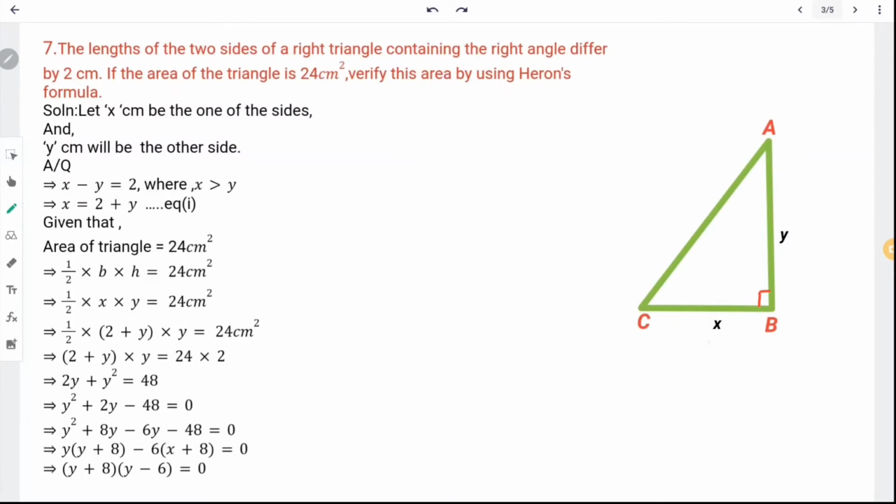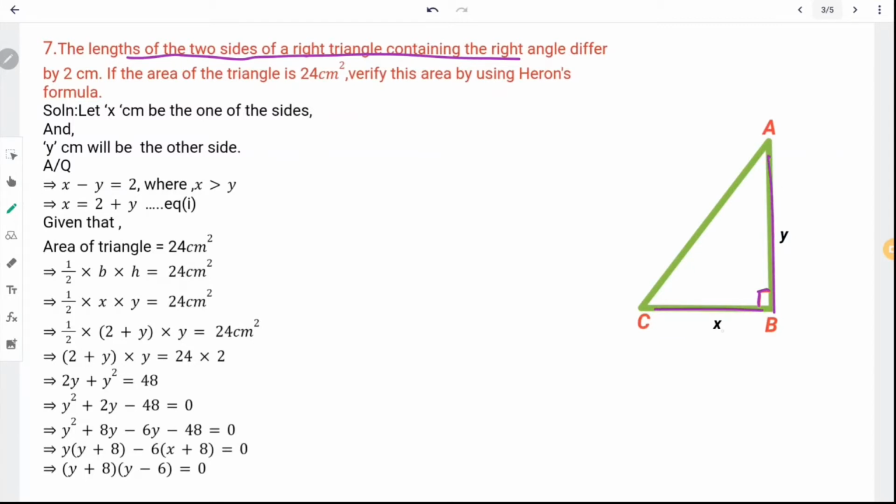In order to use Heron's formula, we have to know all three sides: small a, small b, and small c. Only then can we find a semi-perimeter, and then we can use Heron's formula. So the first part is to find the three sides, A, B, and C. Now let's go back to the question. The length of the two sides of a right triangle containing the right angle. When you look at this, is the right angle. What are the two sides? BC and AC.